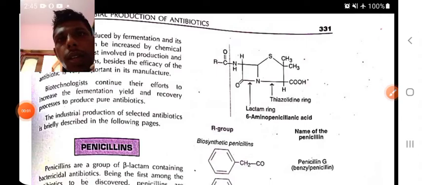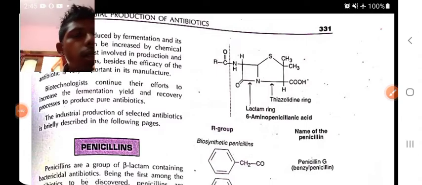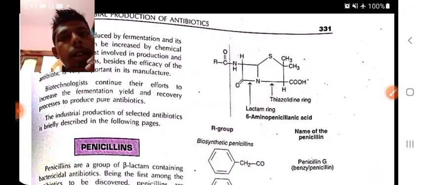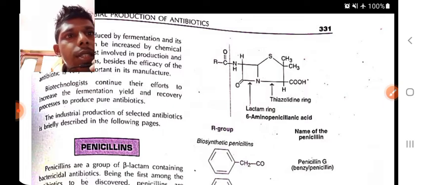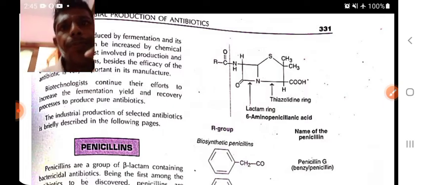So today I am going to discuss the industrial production of penicillins, and it is given in your syllabus. Especially the penicillins are mentioned in your syllabus. So let's get started now.